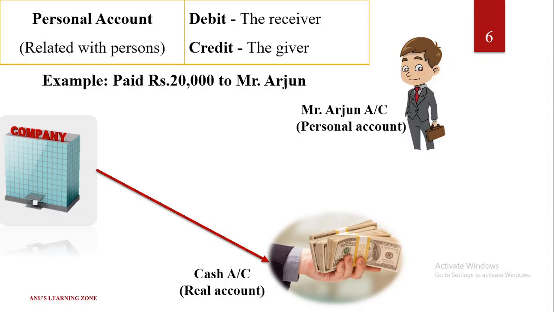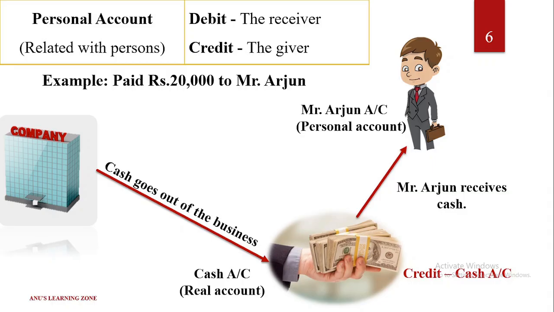Here cash goes out of the business. Paid rupees 20,000 to Mr. Arjun means the company paid rupees 20,000 to Mr. Arjun. So from the company, cash is going out of the business, so we have to credit the cash account. And when we think about Mr. Arjun, he is the person who receives the cash from the company. So according to the rule of personal account, you have to debit the receiver.